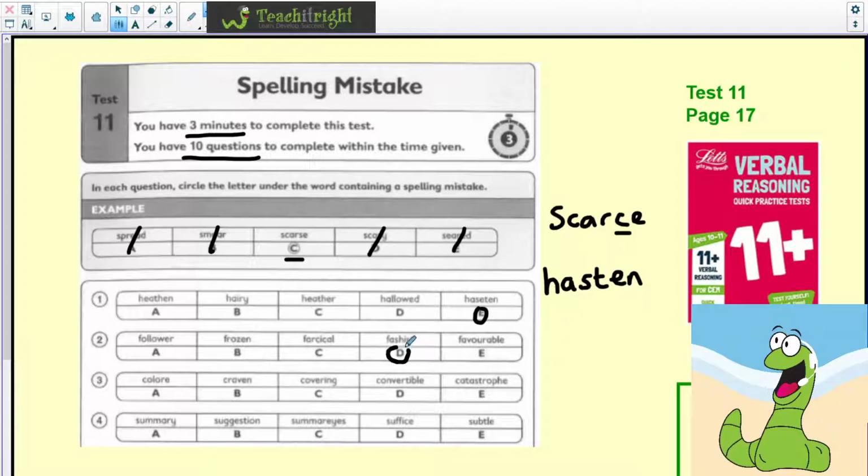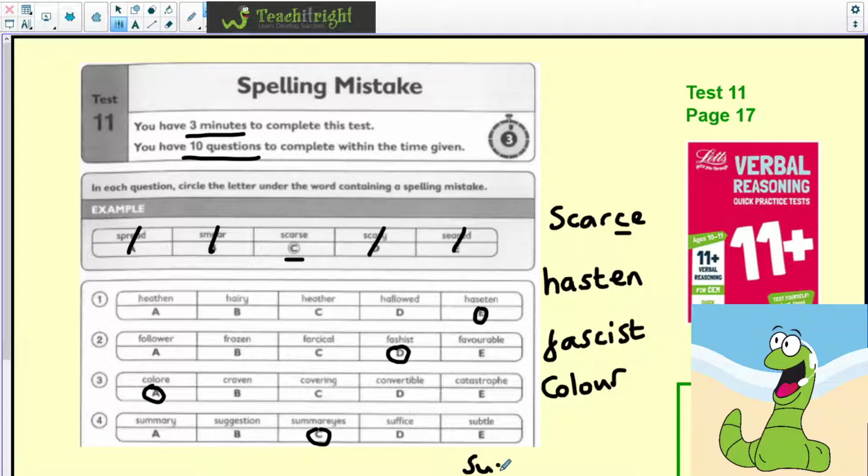Question 2 is D, and we're looking for the word fascist here. So that's how you spell fascist. But they've obviously got an H in there as well. So D is the answer to question 2. Number 3, it's colour. Might have spotted that one quite quickly. 4, summer eyes they've got, which does make me laugh a little bit.